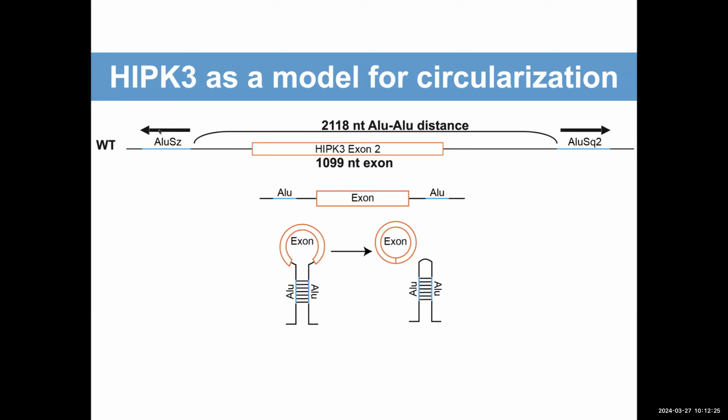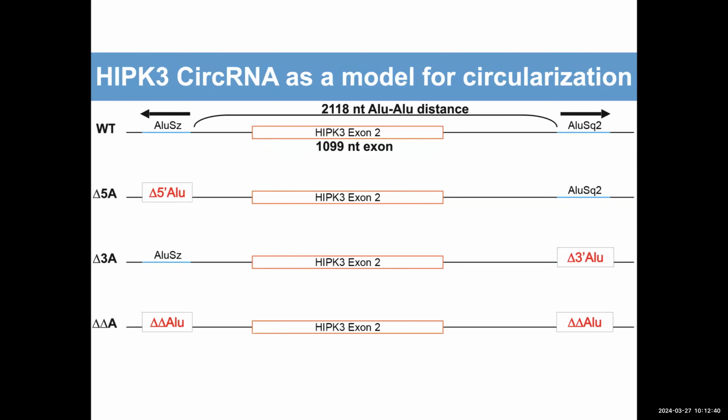One, the upstream one, is in the negative orientation. The downstream one is in the positive orientation. And you can see that they have the potential to base pair. And the idea is that this base pairing can help facilitate this backsplicing reaction.